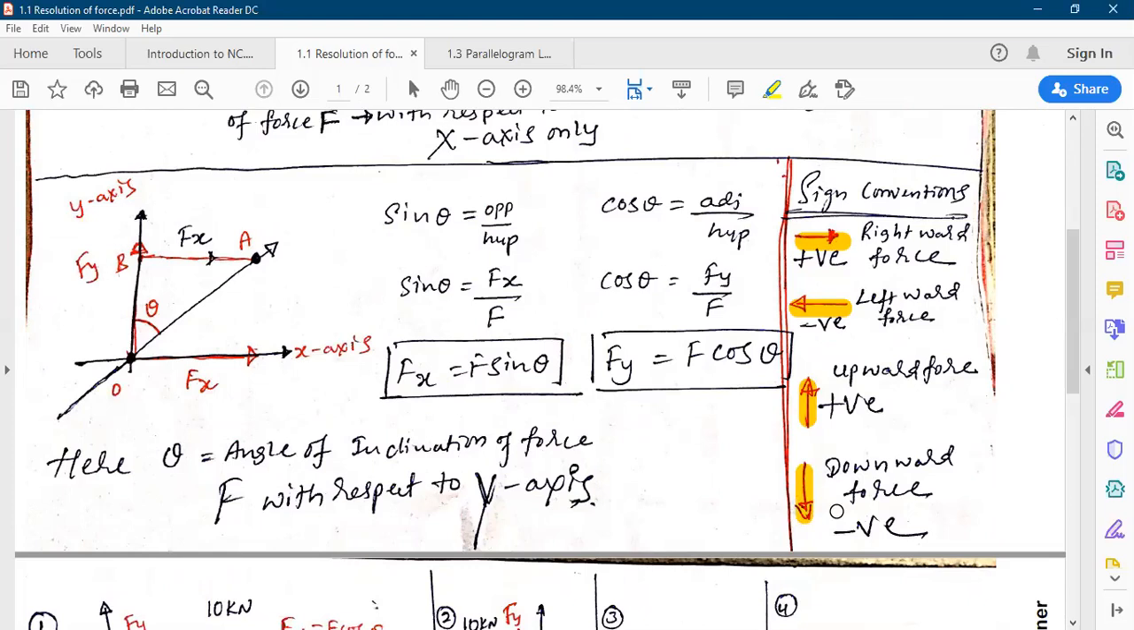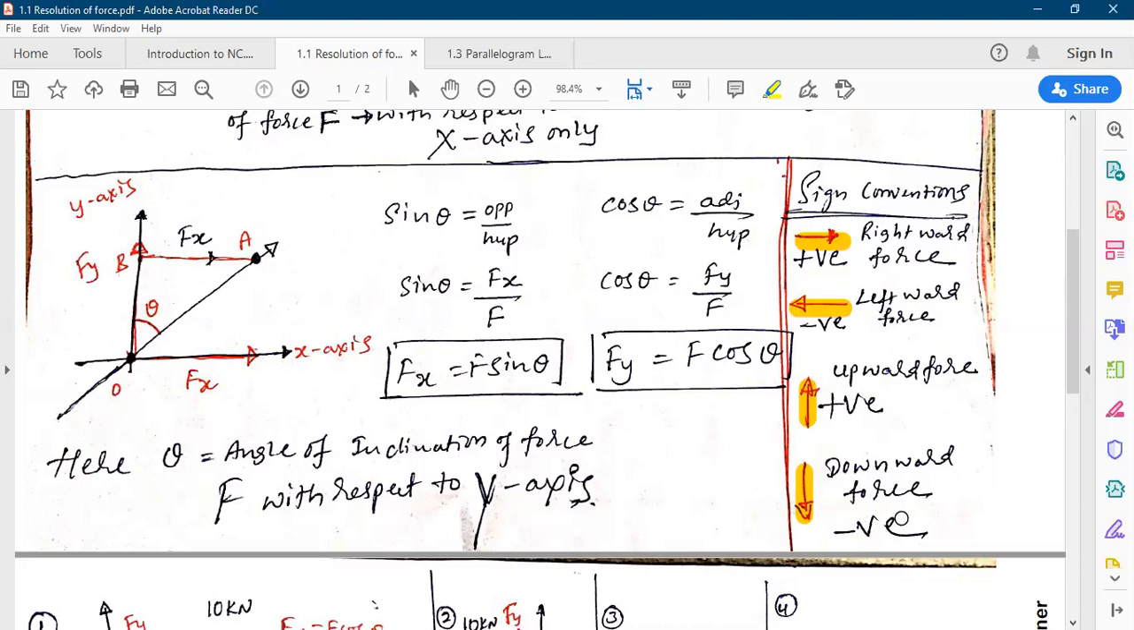So it is left to the learner, right? It can be interchanged also. Whichever way is easier for you, that can be assumed. Either you can take rightward force as negative and leftward force as positive. Similarly, upward force can be taken as negative, as well as downward force can be taken as positive also, right?